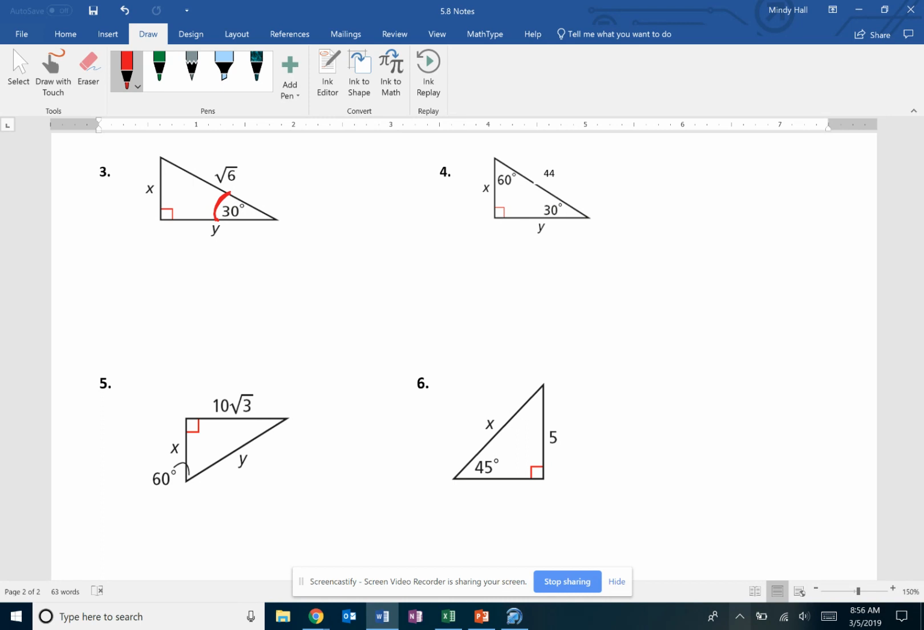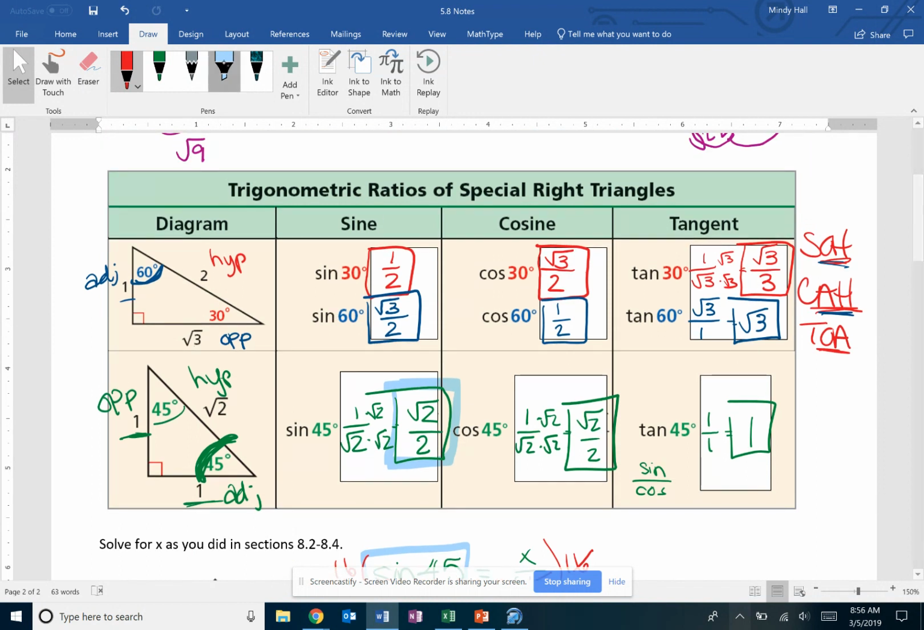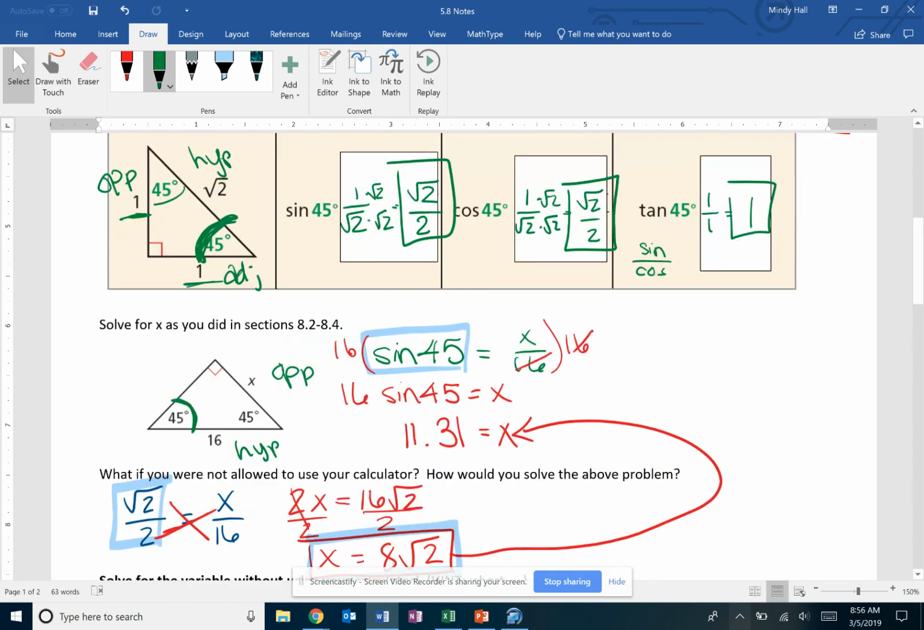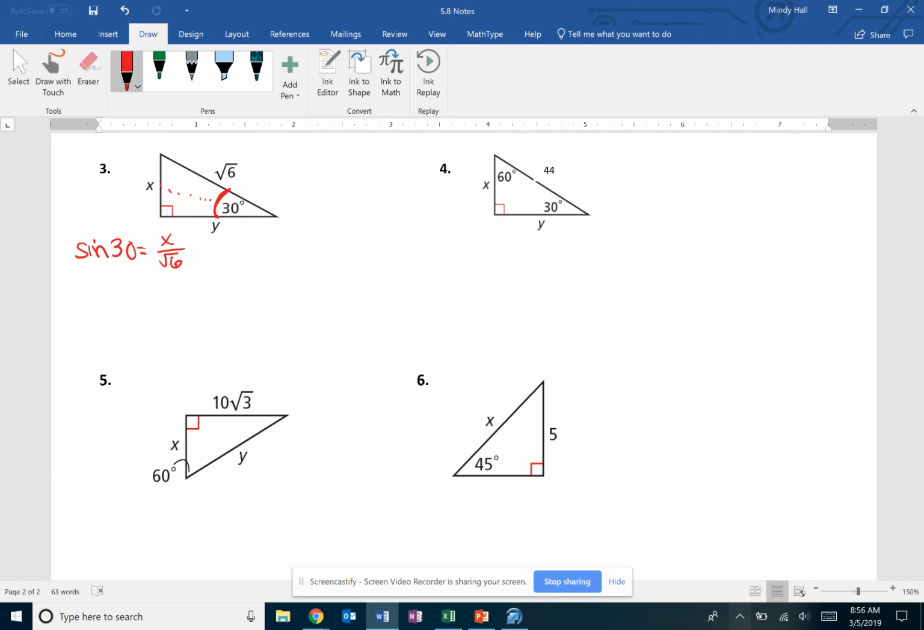So starting with that 30, I'm going to have sine of 30 equals opposite, x, over square root 6, which is our hypotenuse. So sine of 30, if you don't know what it is off the top of your head, just go back to the chart. Sine of 30 is 1/2. Since sine of 30 is 1/2, we're just going to come down back to where we were.